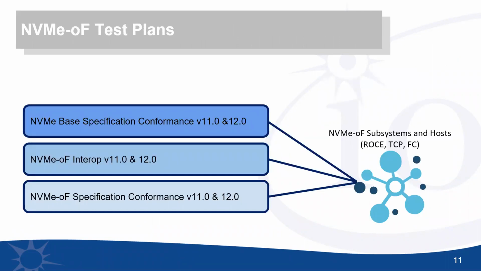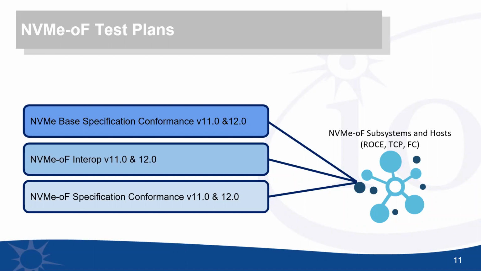So what are the test plans specifically that we'd use to actually perform the NVMe-oF tests on the subsystems and hosts? You see at the top, you've got the NVMe base specifications. And I put in version 11 and 12 because right now we're testing version 11. But we're going to be going to version 12 here in a matter of 6 weeks. And the conformance base specification is definitely the one that's been out there for the longest period of time. And that's the primary one for conformance.